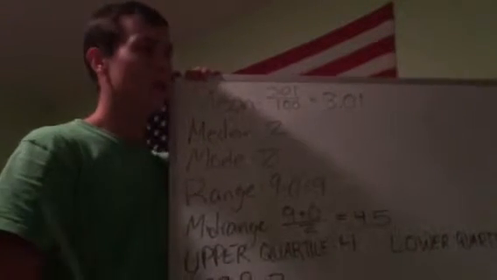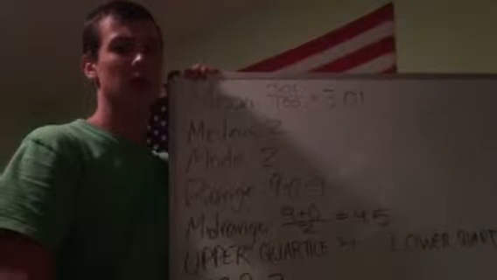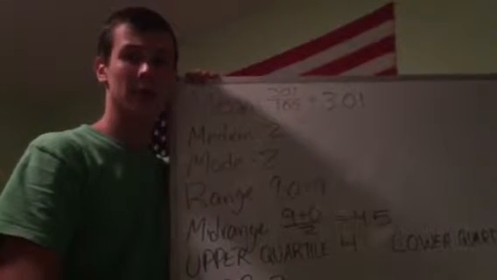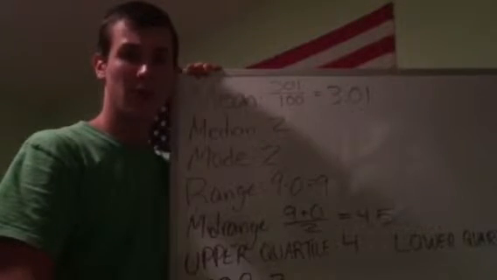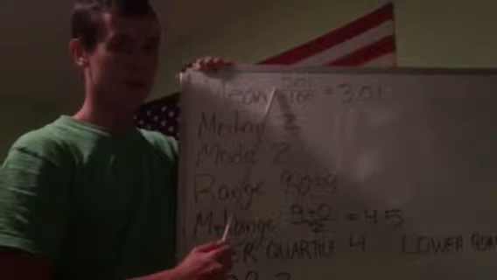Hello class, I'm Chase, and today I'm going to be teaching you about the measures of central tendency. We surveyed 100 seniors and asked them how many AP classes they were enrolled in, and the data ranges from 0 to 9. The mean of that data, which was all the numbers added up, 301, divided by the total number of people we asked, 100, is 3.01.